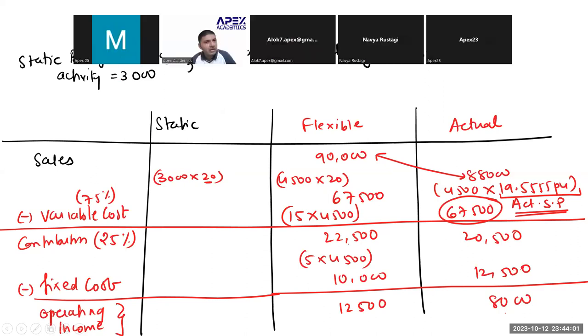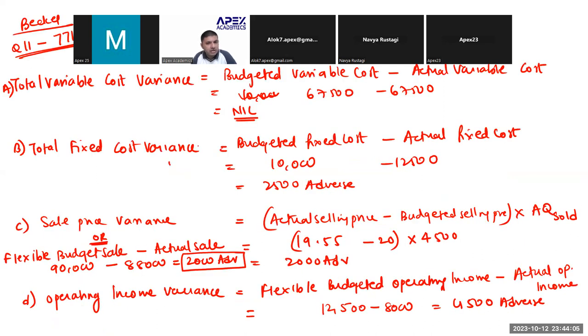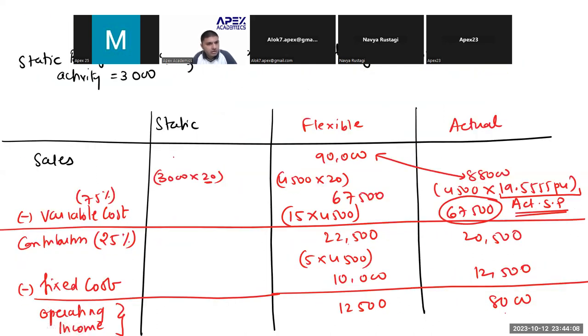Wait a second. Who said that? The static budget was for 3,000 units. How many units? 3,000 units. And your actual is for how many units? 4,500. In which world of sane people is 4,500 less than 3,000?